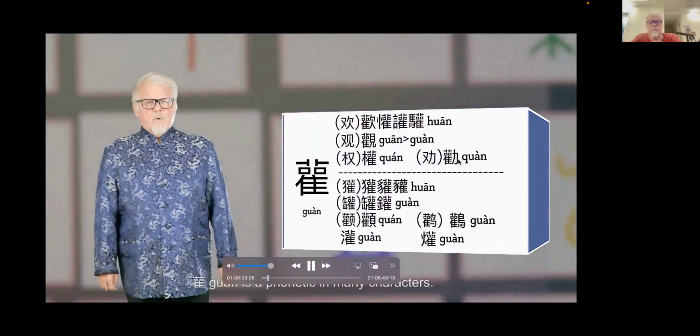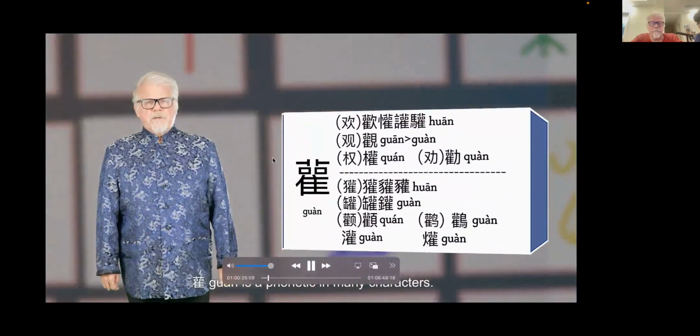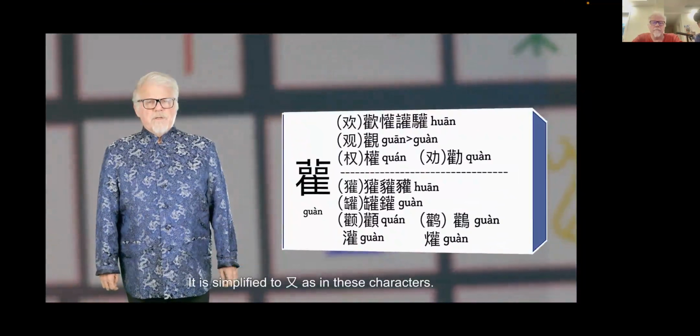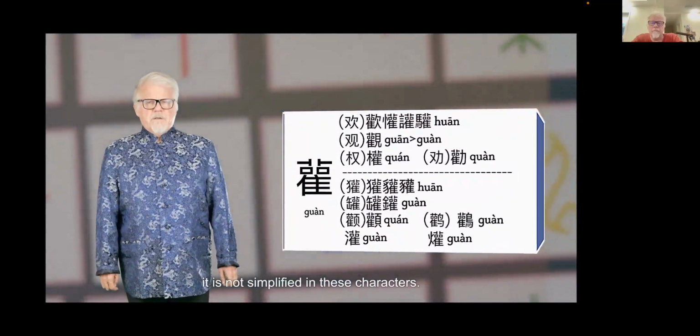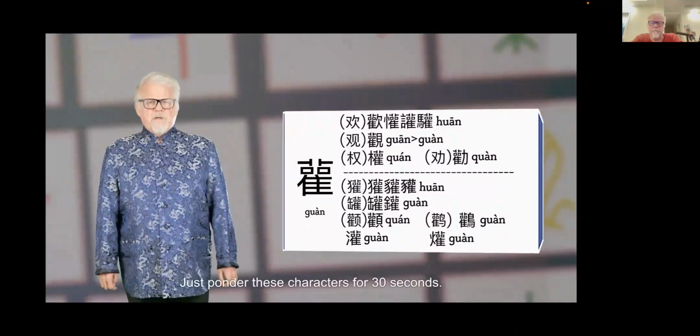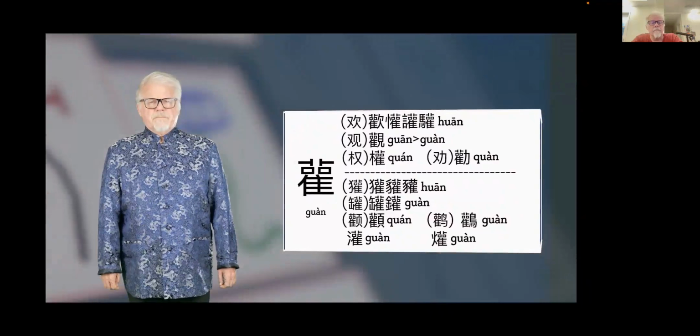As follows. Guan is a phonetic in many characters. It is simplified to yo in these characters. It is not simplified in these characters. Just ponder these characters for 30 seconds.